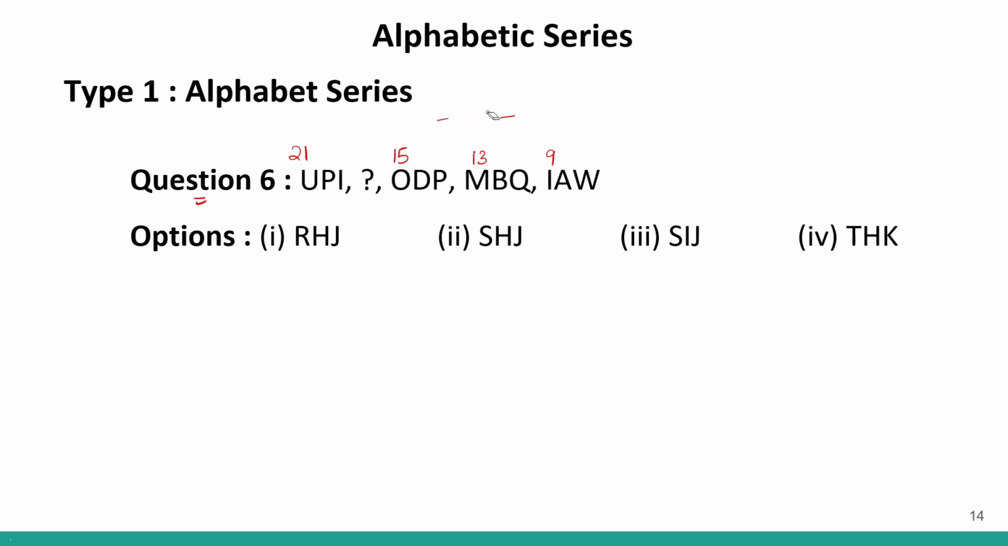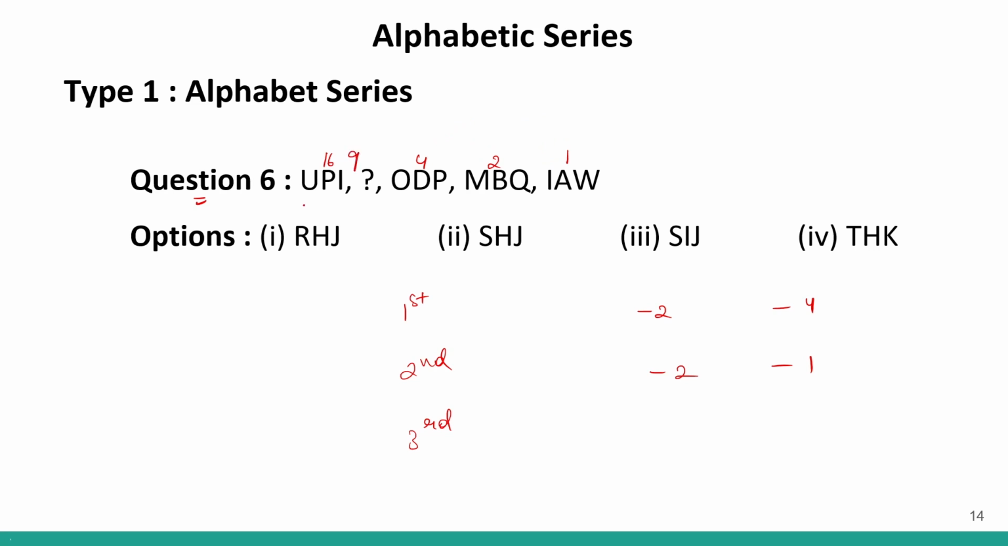Let us look at the second element. P is 16, D is 4, this is 2 and A is 1. So this is minus 2, this is minus 1. Earlier we went minus 2, minus 4. Now for the second and third, this is minus 2, minus 1.